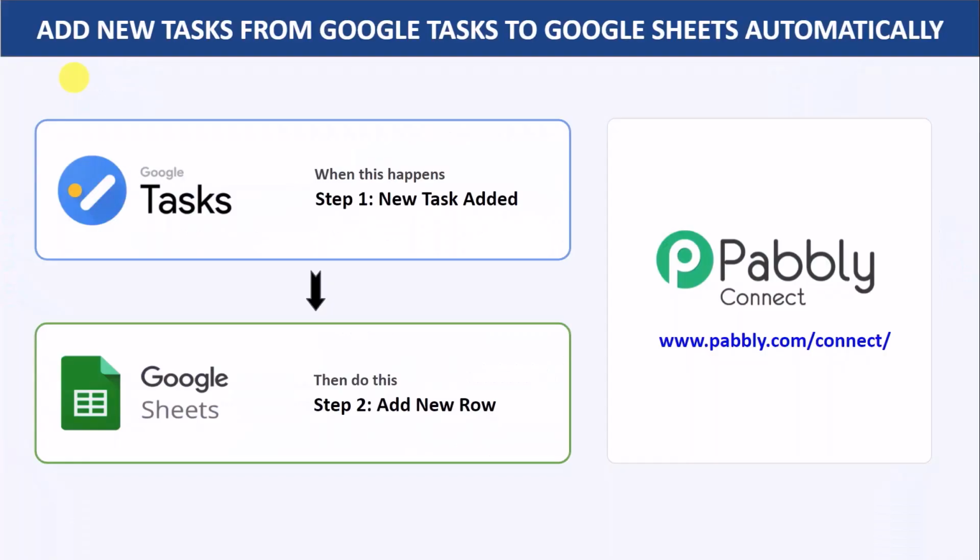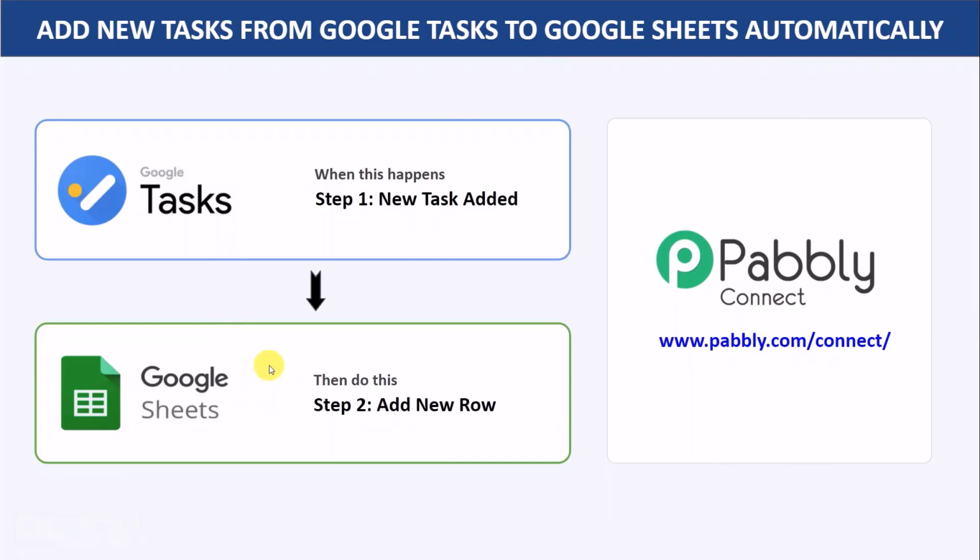Hello everyone. In today's video, we are going to learn how to add a new task from Google Task to Google Sheets automatically. So basically, Google Task is a task management software and Google Sheet is a spreadsheet program where we can create and share spreadsheets.